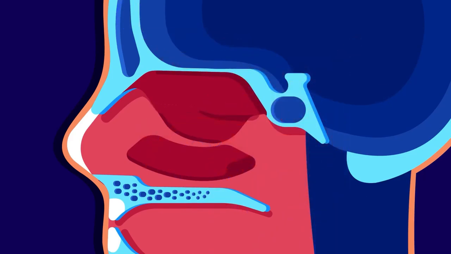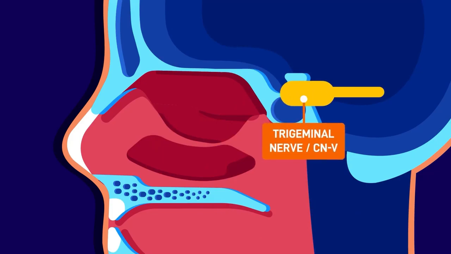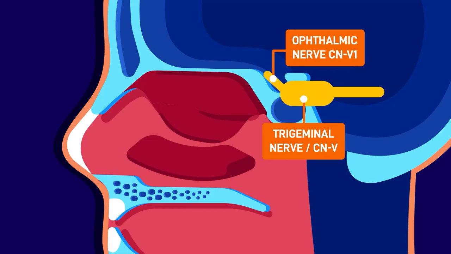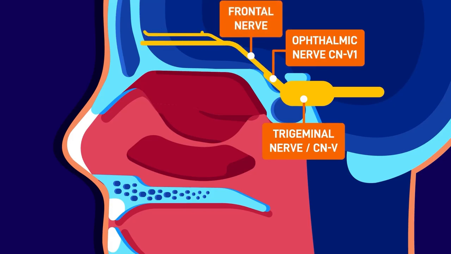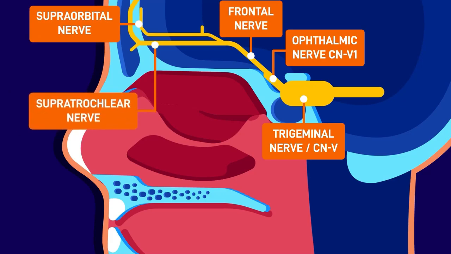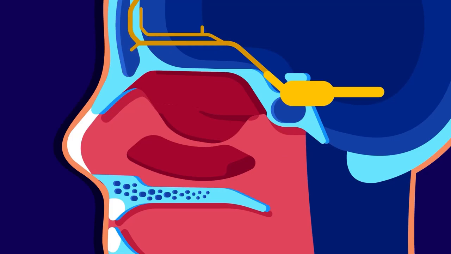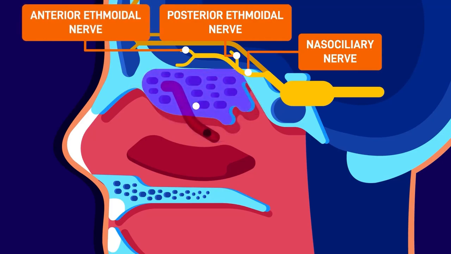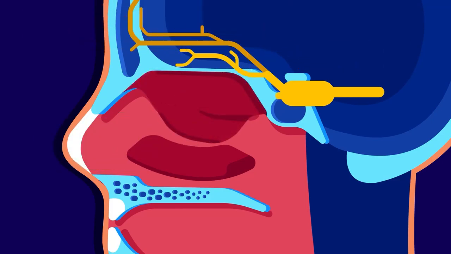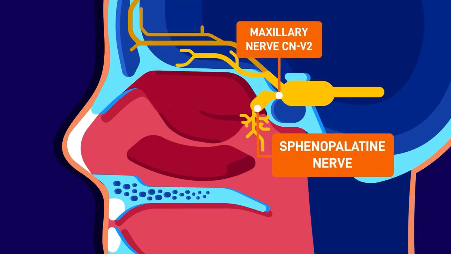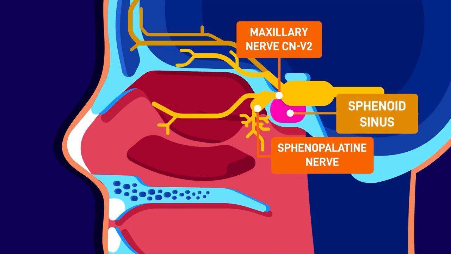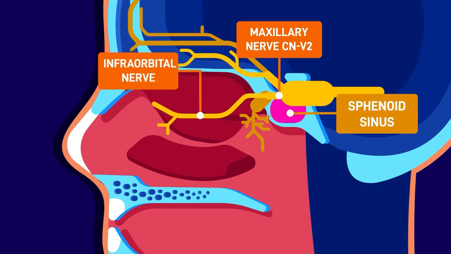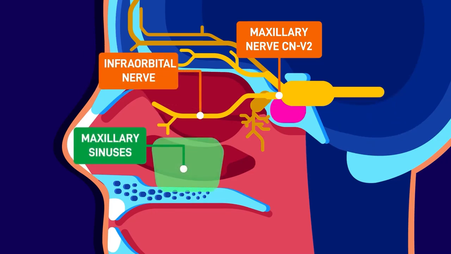The nerve supply to the paranasal sinuses starts from the trigeminal nerve. It branches into the ophthalmic nerve above, which produces the frontal nerve, and finally into the supraorbital and supratrochlear nerve that innervates the frontal sinuses. The ophthalmic nerve also branches into the nasociliary nerve, which gives the posterior and anterior ethmoidal nerve to the ethmoid sinuses. Next, the second branch of the trigeminal nerve, called the maxillary nerve, branches into the sphenopalatine nerve that innervates the sphenoid sinus, and the infraorbital nerve, which supplies the maxillary sinuses.